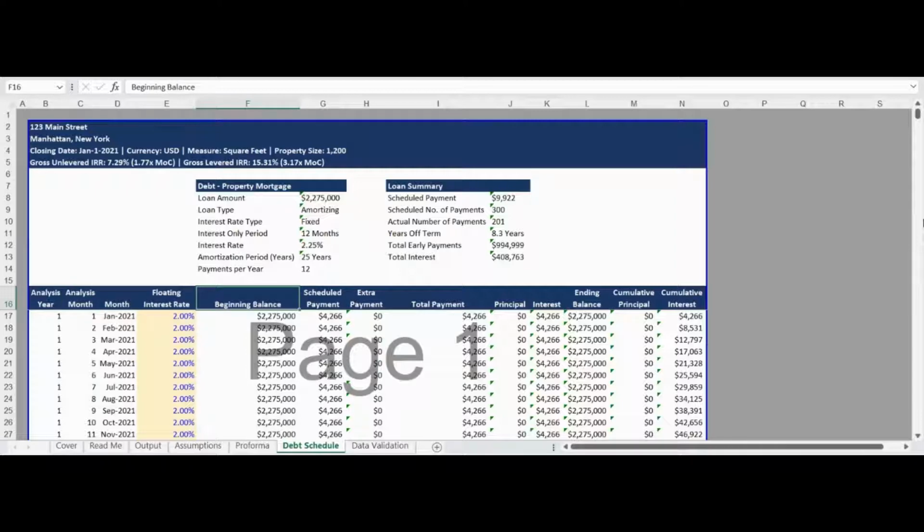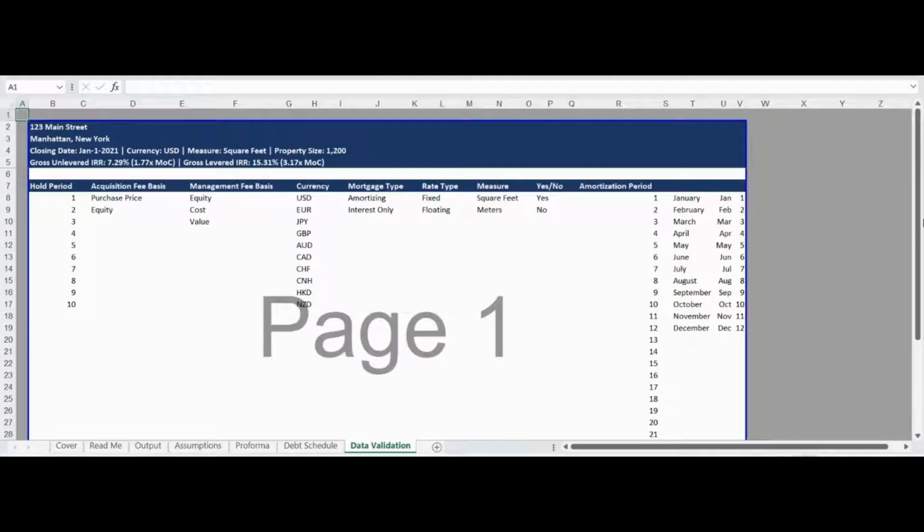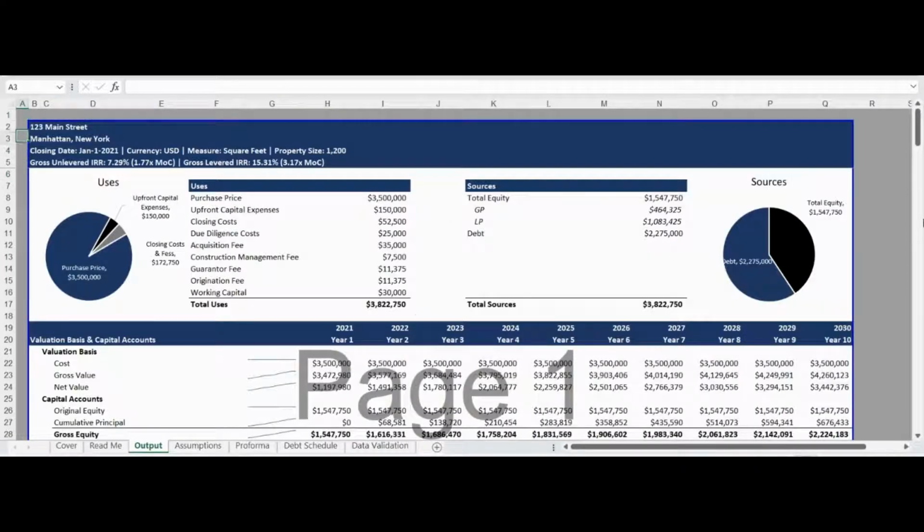The loan summary section highlights the impact of prepayments. The Data Validation tab contains all controlled lists within the model and can be customized to your specific use. The Output tab contains the high-level decision-making reporting output in an executive summary format.